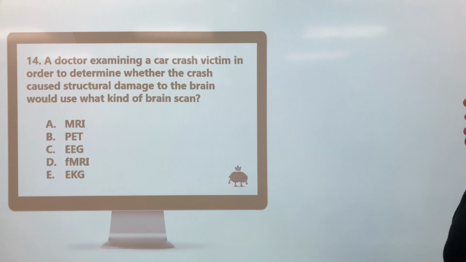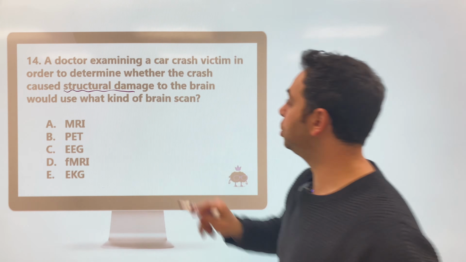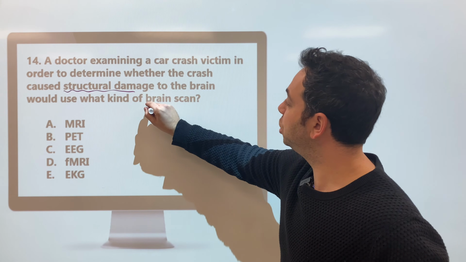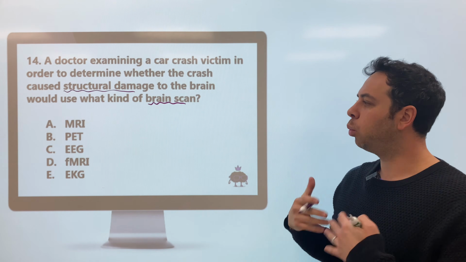All right, number 14. A doctor examining a car crash victim in order to determine whether the crash caused structural damage, I'm going to underline that, structural damage to the brain, would use what kind of brain scan? All right, so there's a lot of questions on the AP exam about scans. So you're in a car crash, there's structural damage, what scan would you use?